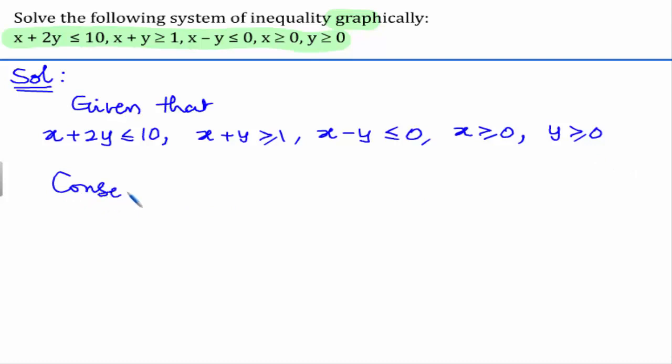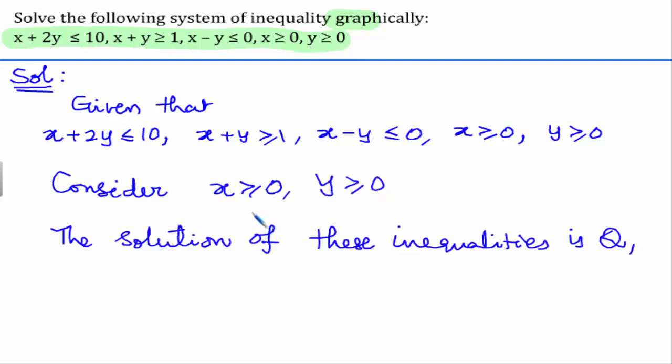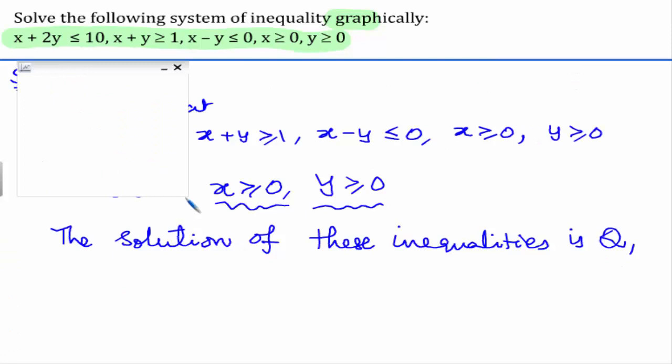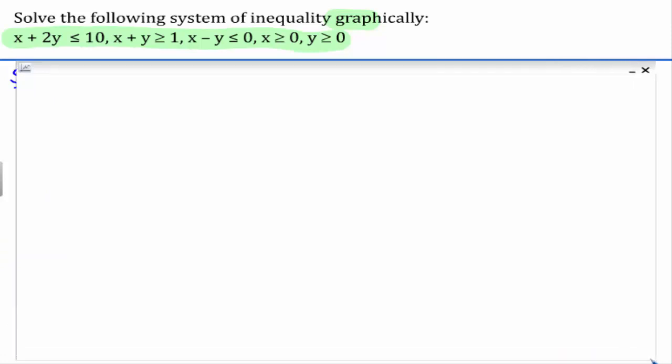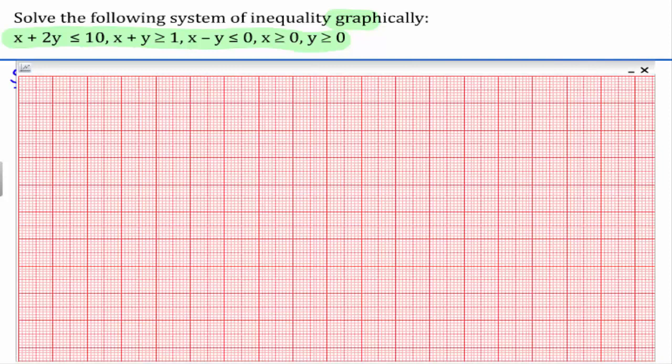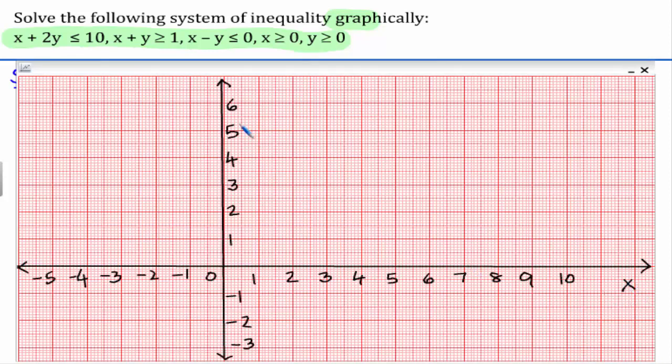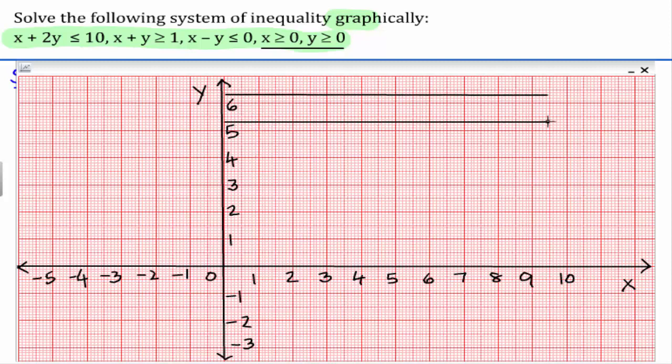Let us start with x greater than or equal to 0 and y greater than or equal to 0. So the solution region of these two inequalities is quadrant 1, because both x and y are greater than 0 and they are also equal to 0. In this system, here is the x-axis, this is the y-axis, and we have to show the first quadrant here for x greater than or equal to 0, y greater than or equal to 0. So when x is greater than or equal to 0, all the solutions will be towards this side.